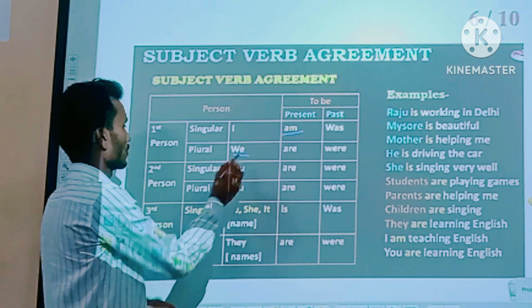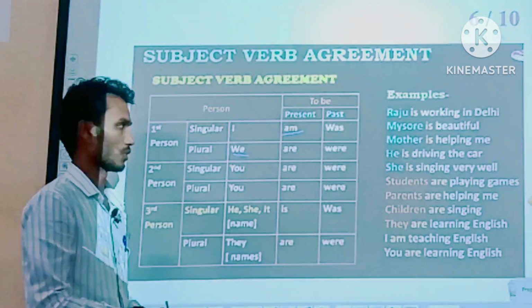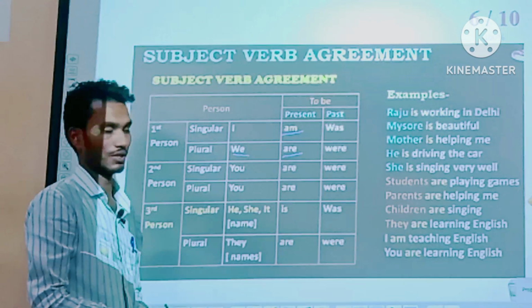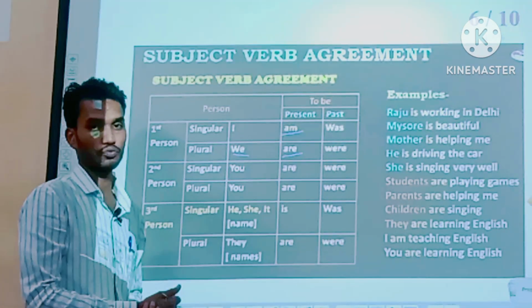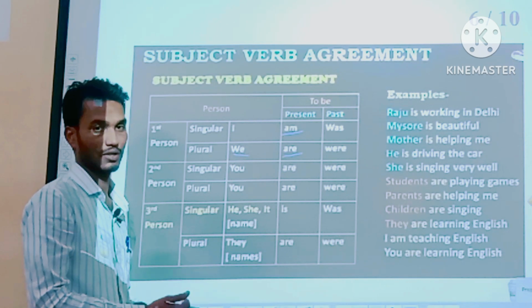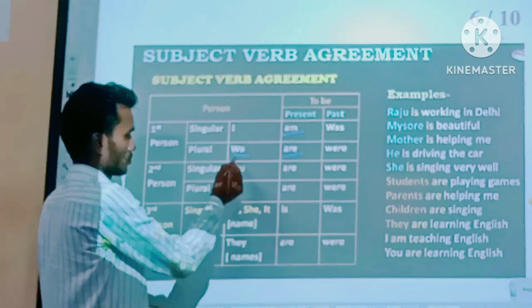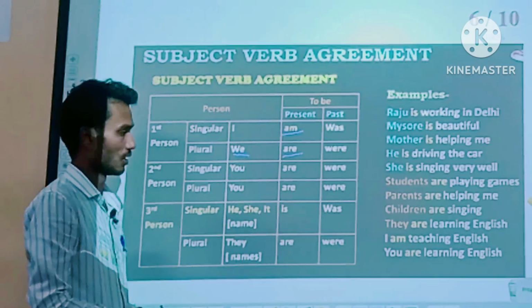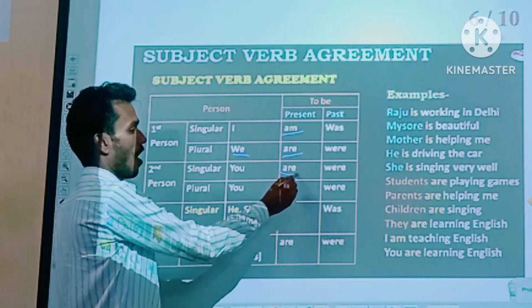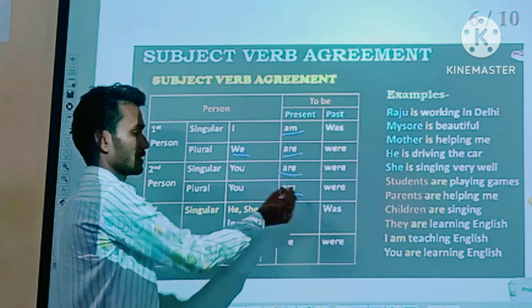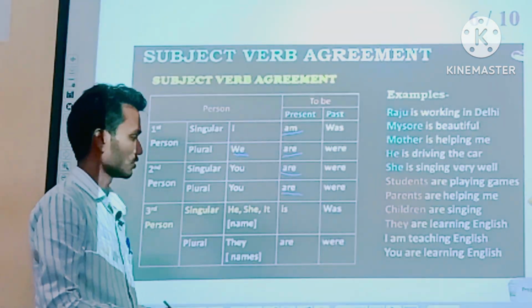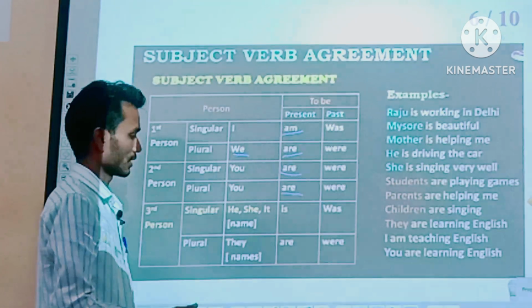Then we is first person plural, that's why the be form are should be used, right? We are students, we are students, right? Then you, second person singular and plural. Here the be form are is used, right? You are a doctor, right?